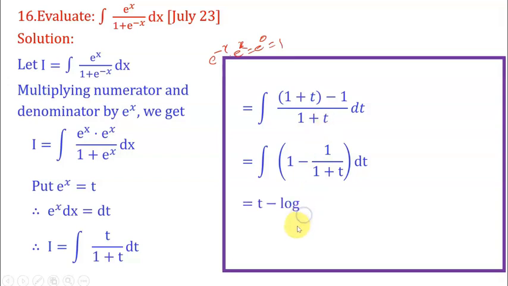Now integrate this. The integral of 1 is t, and the integral of 1 upon 1 plus t is log of mod of 1 plus t, plus c. Now substitute the value of t, which is e raised to x. Therefore, I is equal to e raised to x minus log of mod of 1 plus e raised to x plus c. And this is the answer.